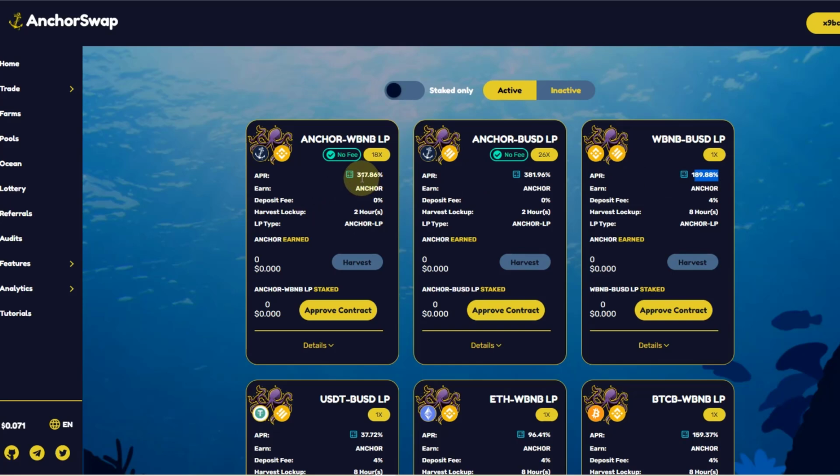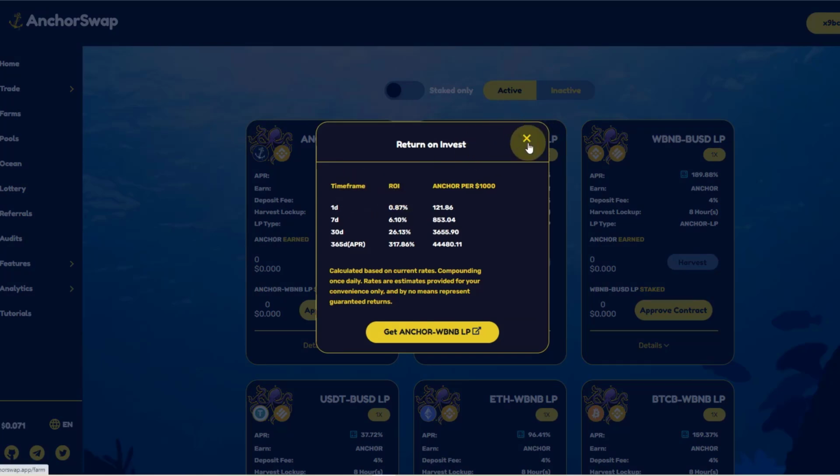And again, even this one here, Anchor Wrapped BNB, 317% APR. So what's APR? APR is basically the interest that you can earn on this one without any compounding interest. If you click on that, and not many exchanges offer that view, you can see that after a day, you will earn 0.87% ROI, return on investment. After 7 days, 6%, and so on. And after a year, that's your APR, 317.86%.